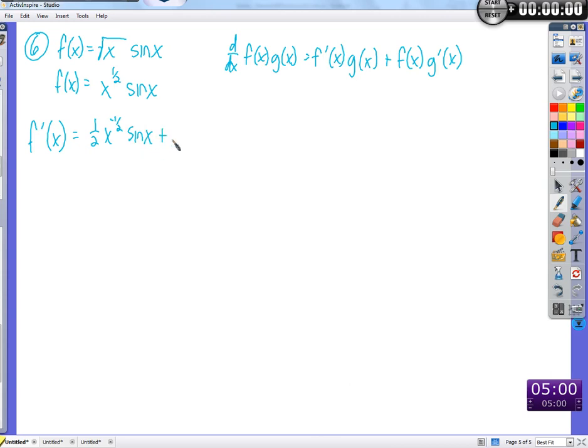Plus x to the half, just the way it looks originally, times cosine of x. Cosine of x is the derivative of the sine of x. And we're done. Okay. That's the product rule.